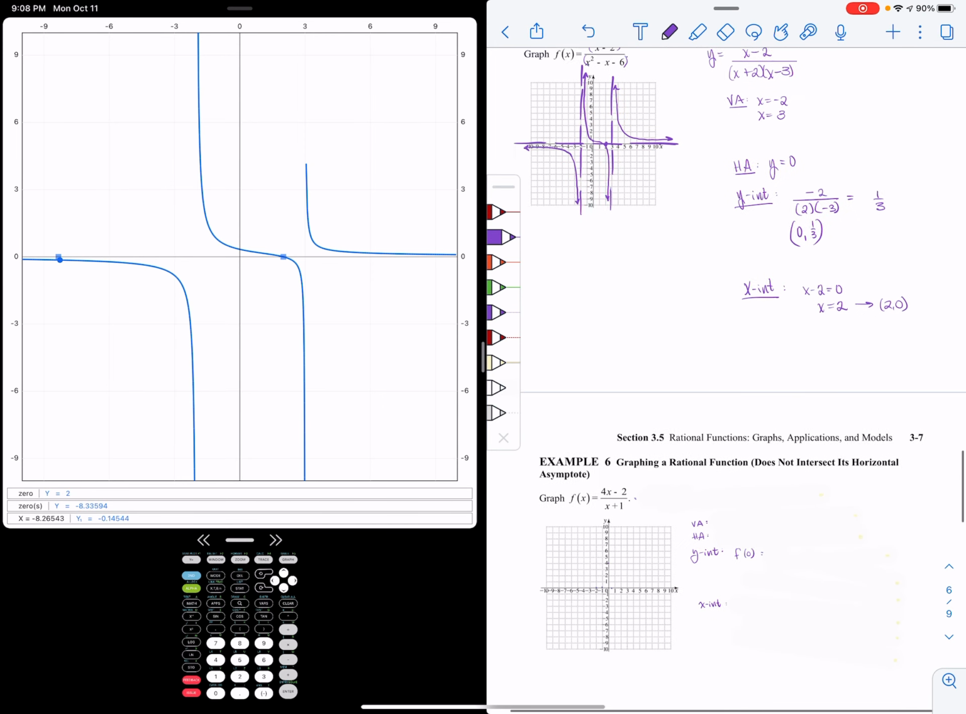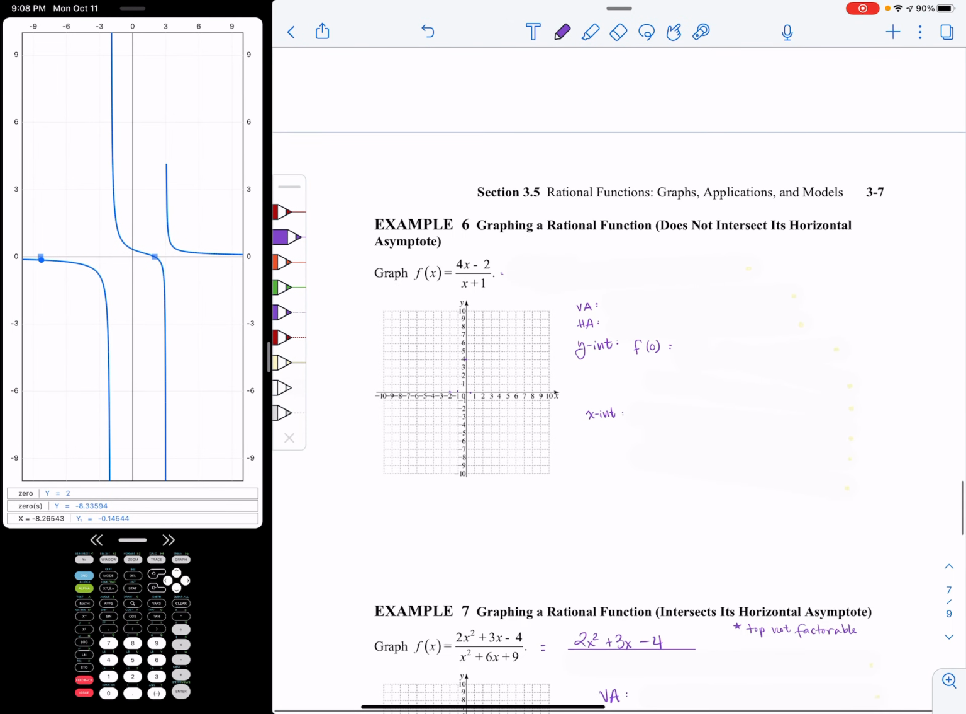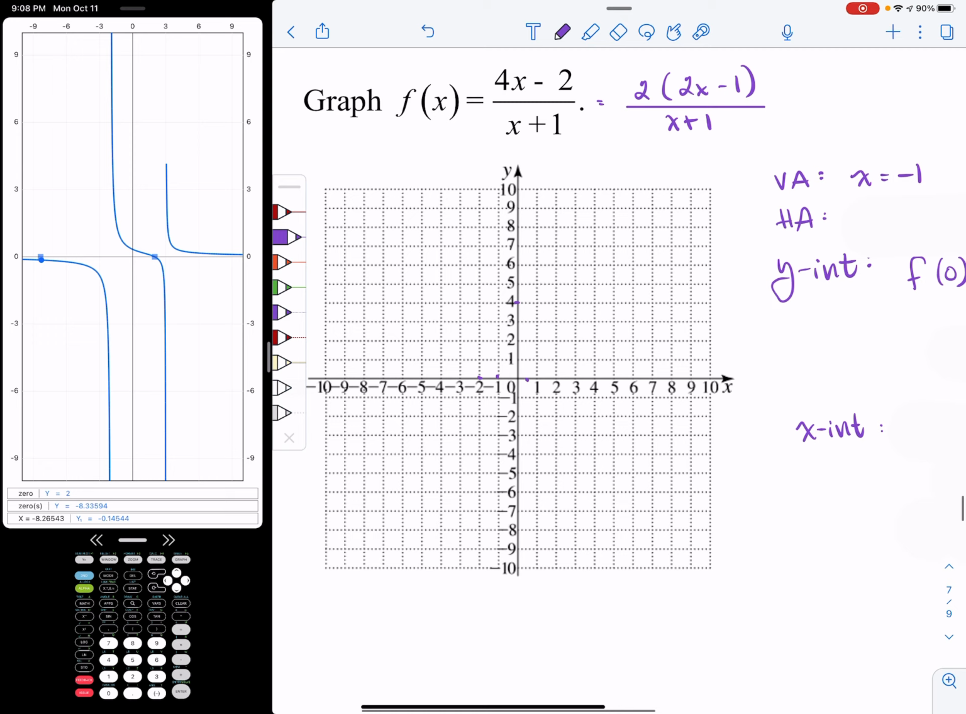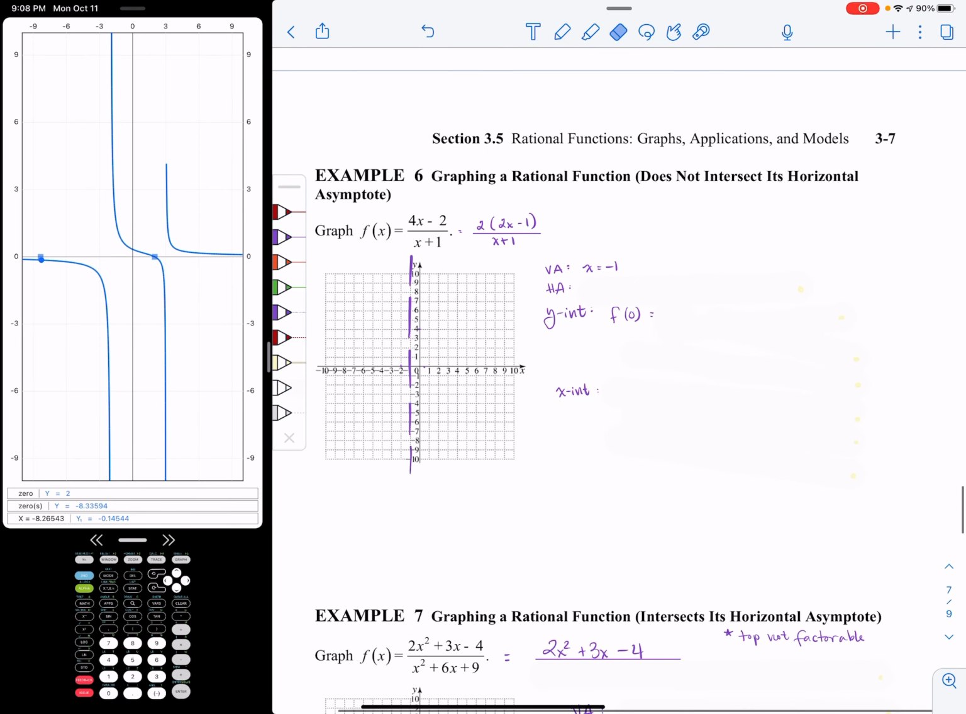All right, let's go to example number 5. I'll leave my calculator out there. So in example number 5, once again, we want to factor if possible. My vertical asymptote is going to occur at x equals -1. My horizontal asymptote comes from degrees. The 2 degrees are the same. And so leading coefficient on top, leading coefficient on bottom is going to give me y equals 4.